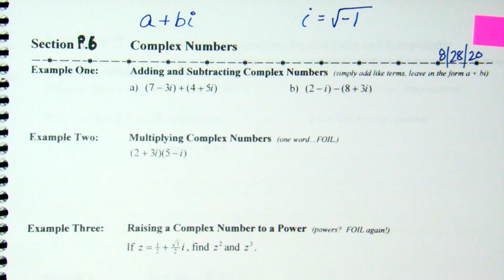Example 1, we get to review adding and subtracting. Don't make this harder than what it is. The adding and subtracting part is the easy part, right? If we're adding 7 minus 3i plus 4 plus 5i. Notice what kind of sign is in between the parentheses there? That is a plus. So, add them up. What do we get?